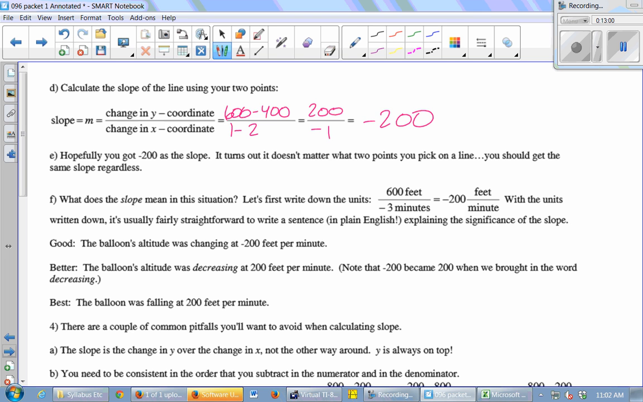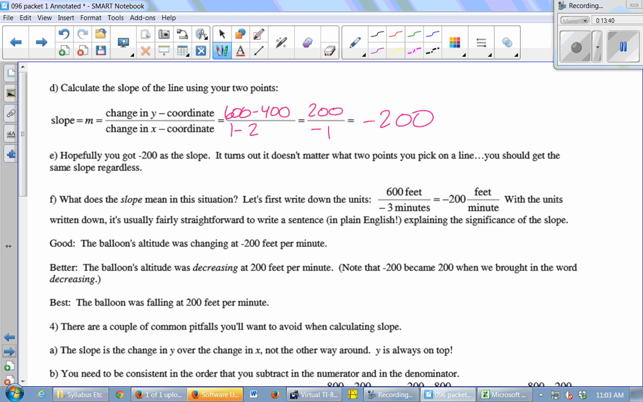Correct. So in this, let's think about what the slope means in this situation. Let's write down the units. Last class we talked a lot about unit analysis, and we're going to do it a little bit right now. When I did my first calculation, I did 800 minus 200 and I got 600 feet. And I got negative 3. How did I get negative 3? I did 0 minus 3. Those were minutes because that was on the t-axis. So I have 600 feet divided by negative 3 minutes. So I end up with negative 200. That's the 600 over the negative 3, feet per minute.